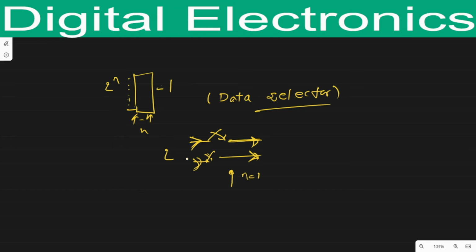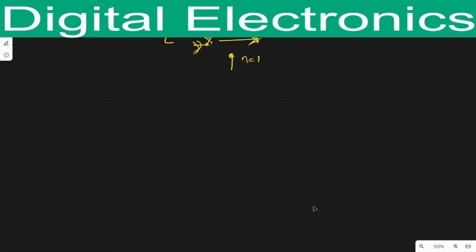Okay, so this one is all about multiplexer. What is multiplexer? Multiplexer requires 2 raised to power n inputs and 1 output, and to select only one input from these 2 raised to power n inputs, we need n selection lines.